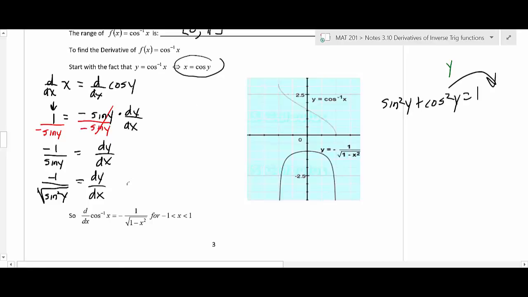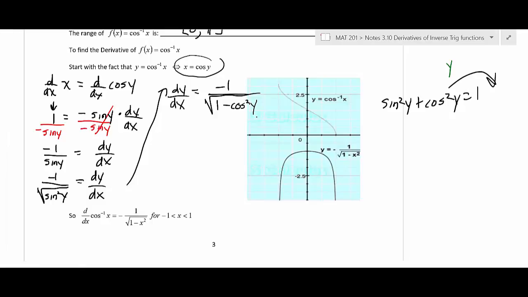So I'm going to rearrange this, and I'm now going to write this as dy over dx is negative 1 over the square root of 1 minus cosine squared y. Okay, everybody following that okay? Basic identities, okay. Now, the last part is this.